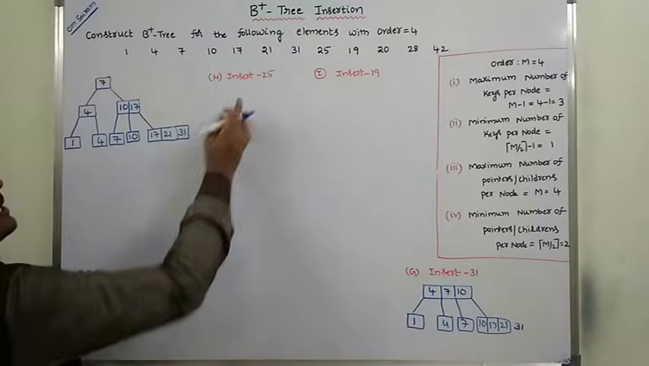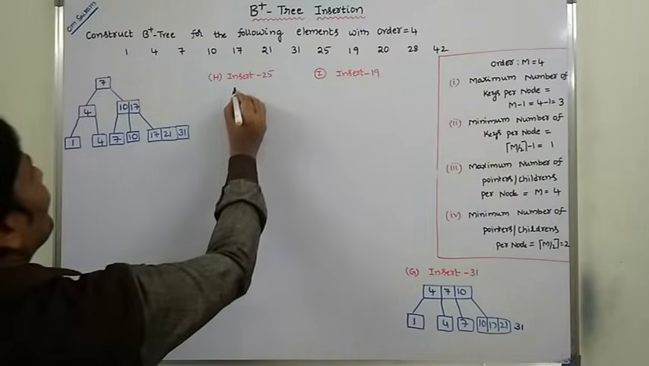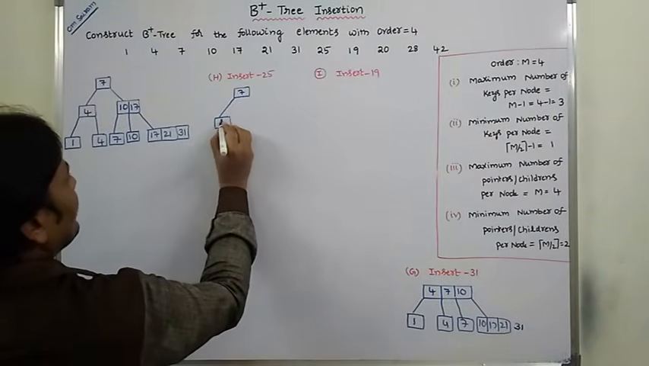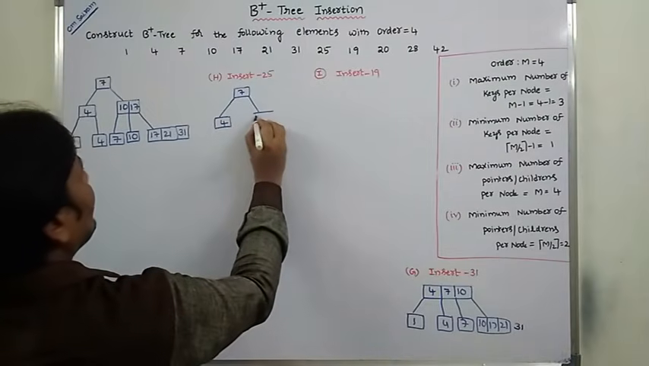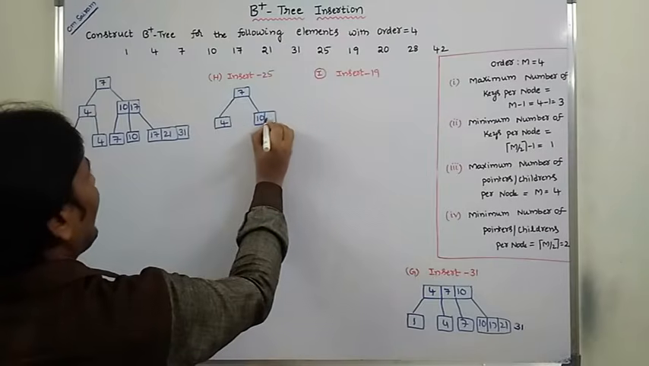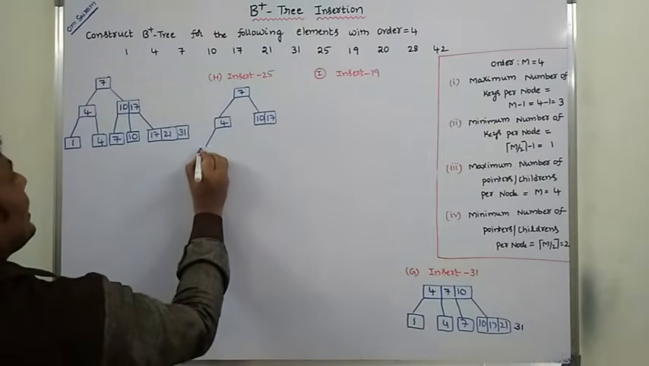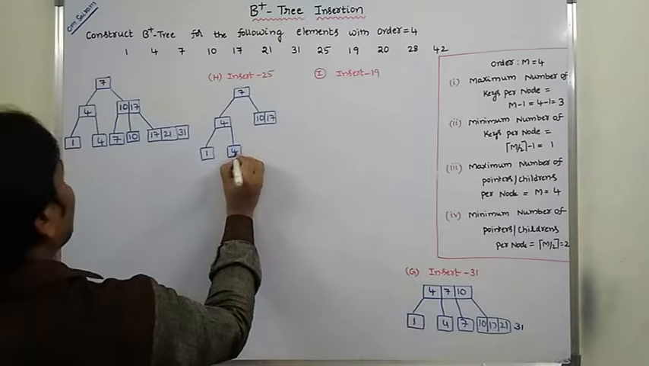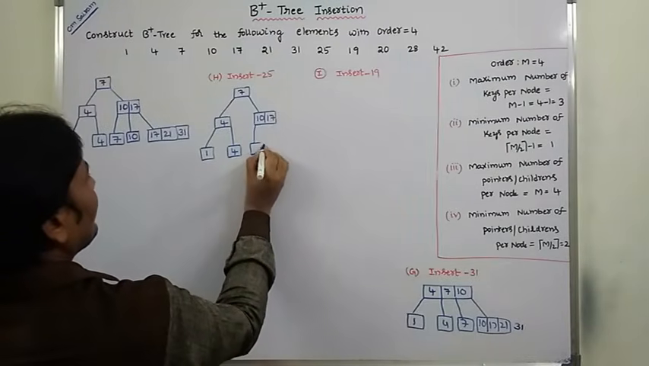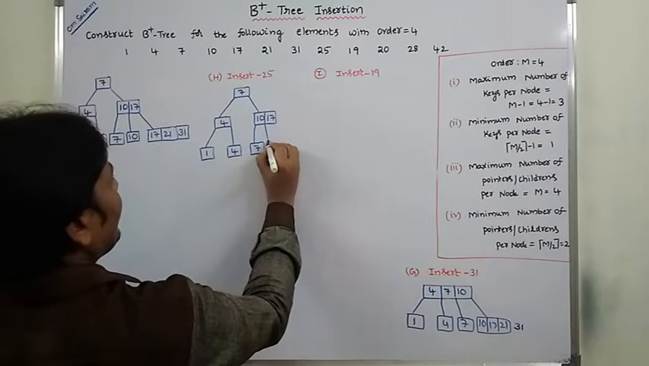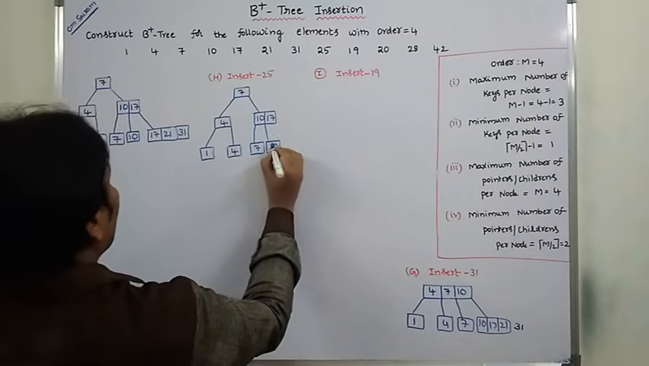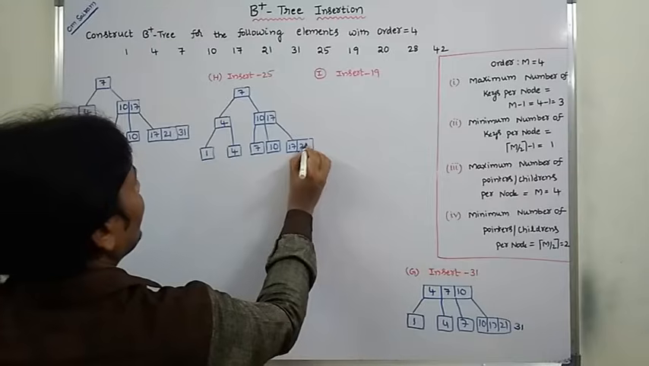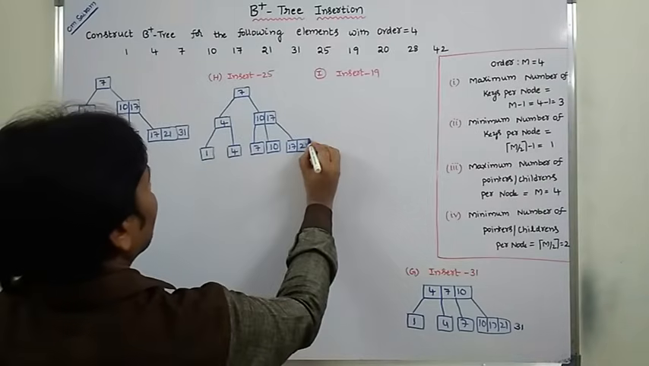Next, insert 25. Before inserting 25, the existing B plus tree is: 7's left child is 4 and 7's right child is 10 and 17. 4's left child is 1 and 4's right child is 4. 10's left child is 7, 10's right child is 10, and 17's left child is 10. 17's right child is 17, 21 and 31.